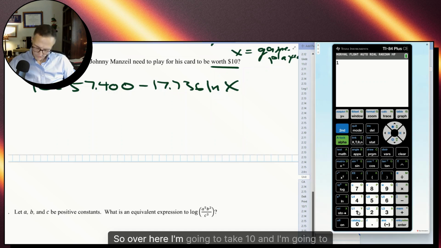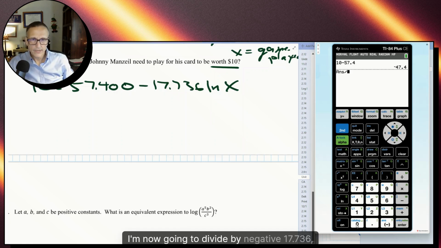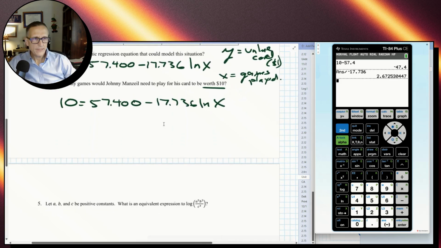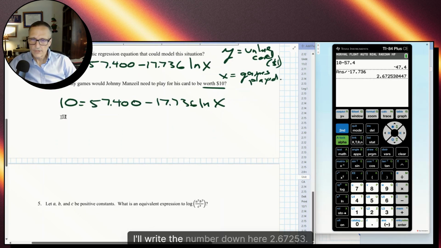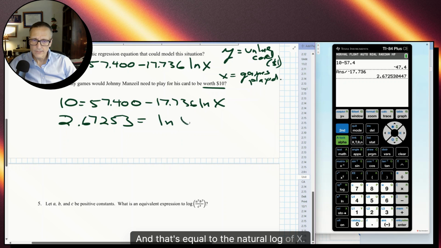So over here, I'm going to take 10 and I'm going to subtract the 57.4, get an answer. I'm now going to divide by negative 17.736, which I believe is what that was, yes. And that gives me that number. I'll write the number down here, 2.67253. And that's equal to the natural log of x.